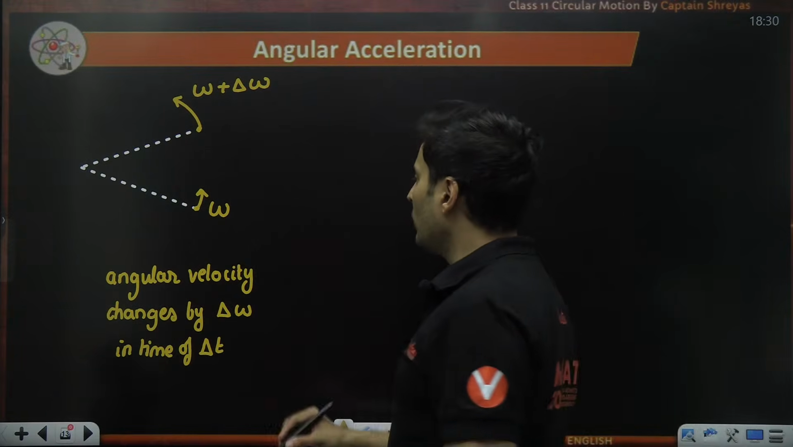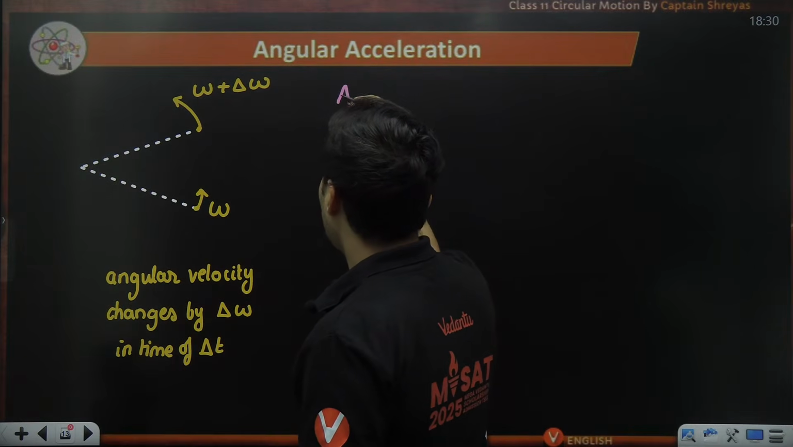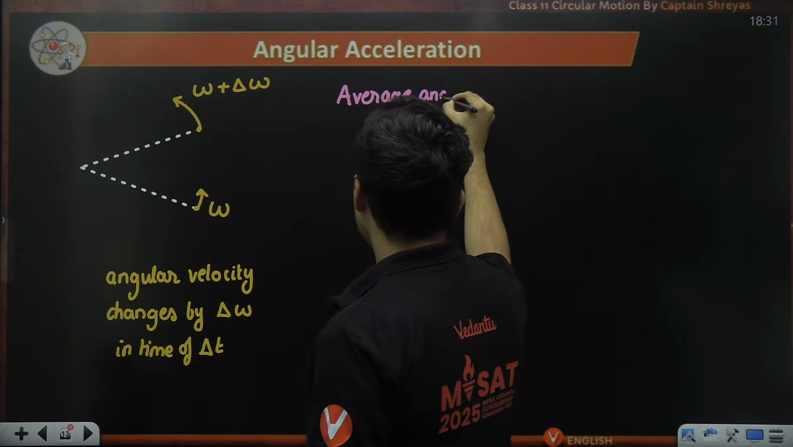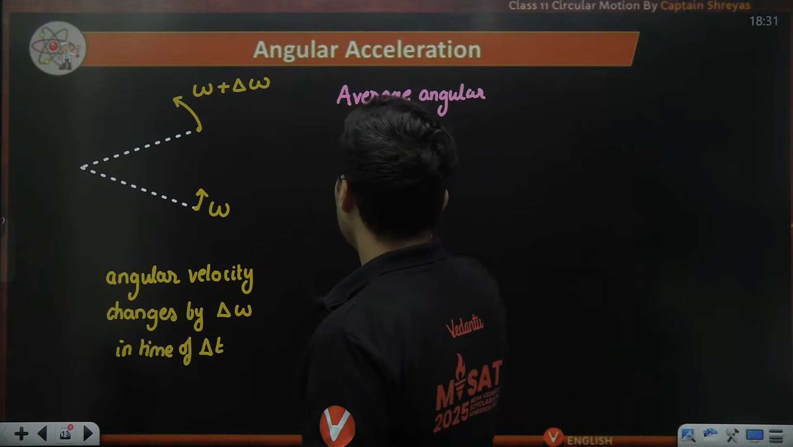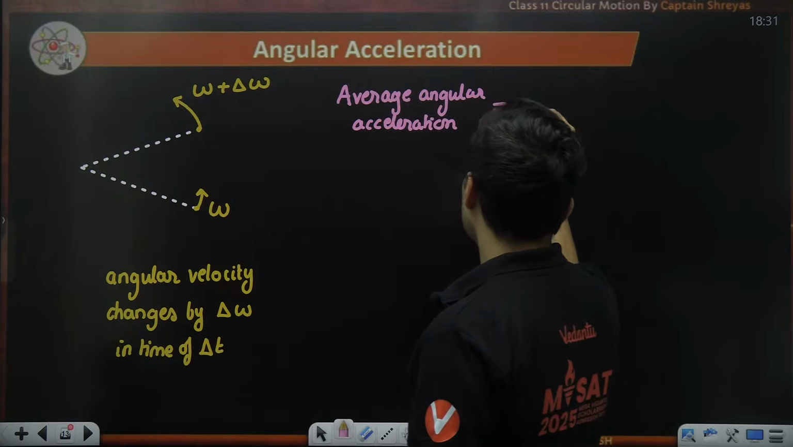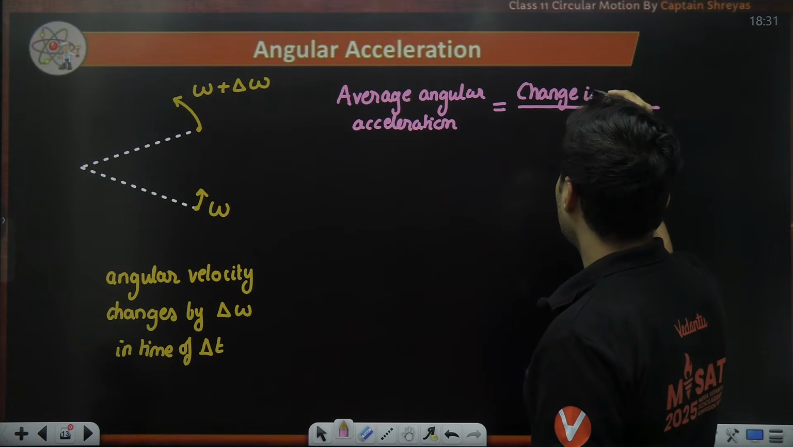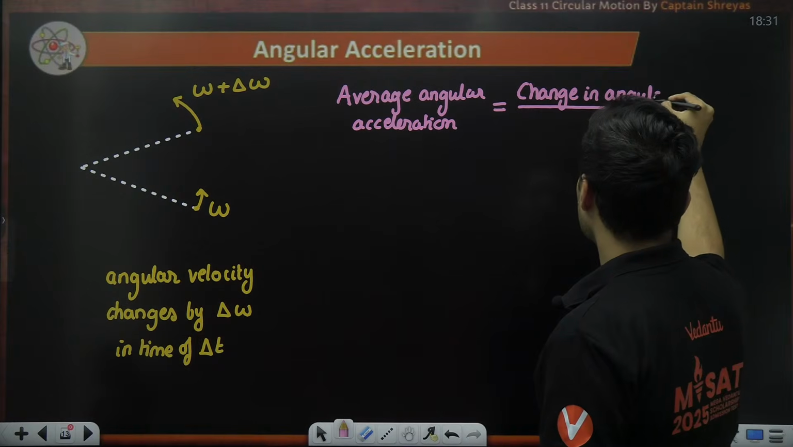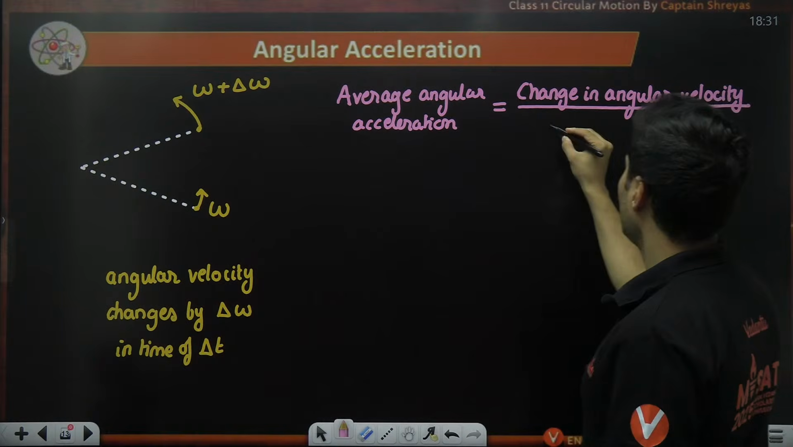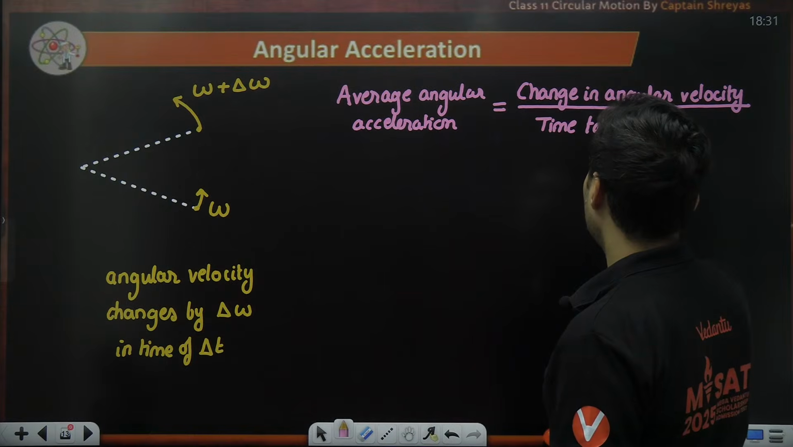Earlier I was moving slowly, I become fast, or I was moving fast and it becomes slow. Anything can happen. So then if my angular velocity changes like that, then I can say my average angular acceleration is nothing but the change in angular velocity upon the time which I have taken.